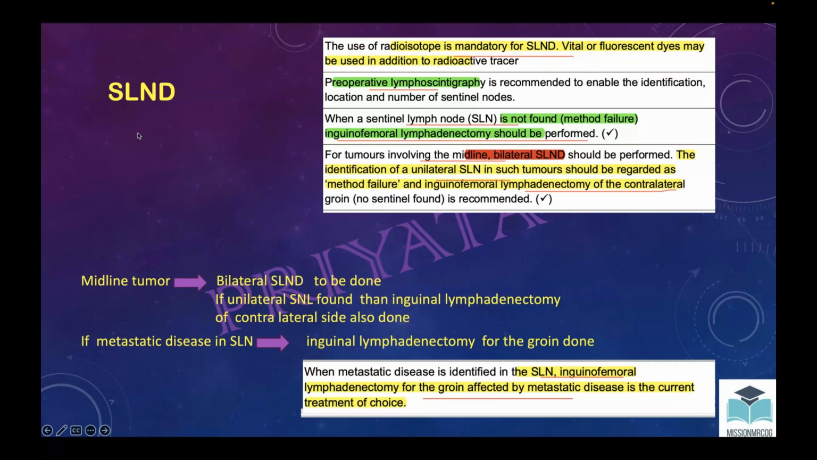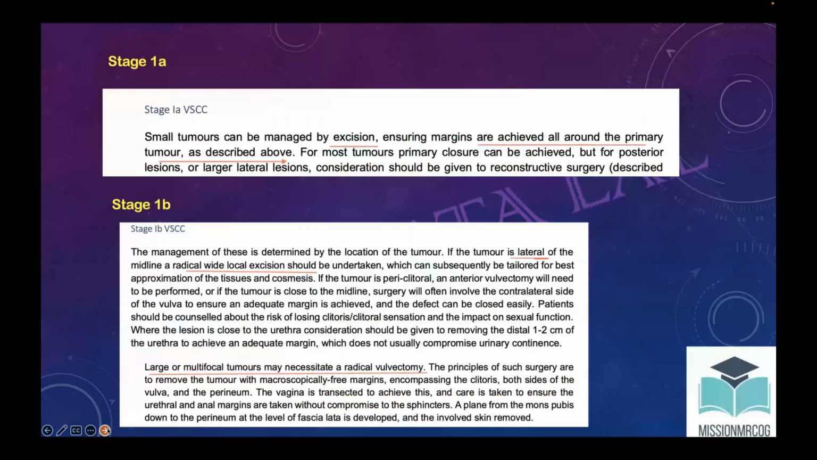Okay. Now this also, they have made a little more tricky, but the message is again the same. So what they say for stage 1A disease, the treatment would be by excision. Usually their aim would be that the margin around the primary tumor should be removed. 1B, it is again a radical wide local excision. Apart from this, if large or multifocal tumors are there, in that situation consideration for radical vulvectomy can be done.